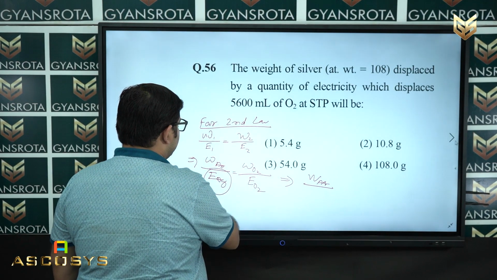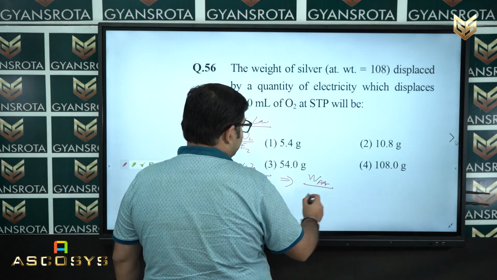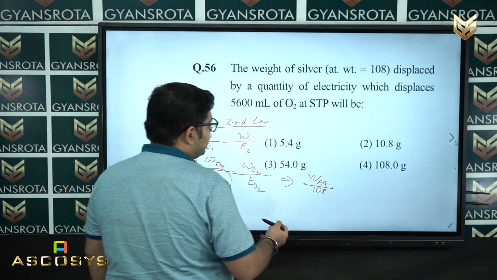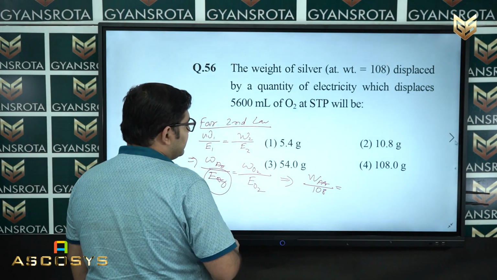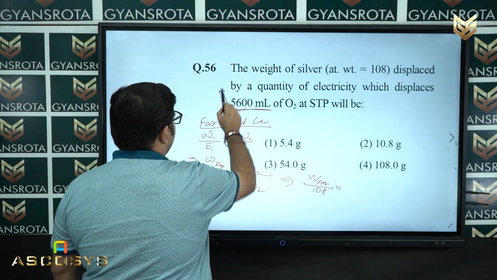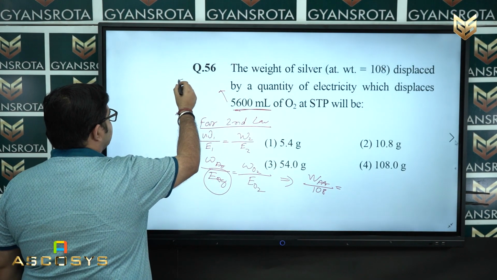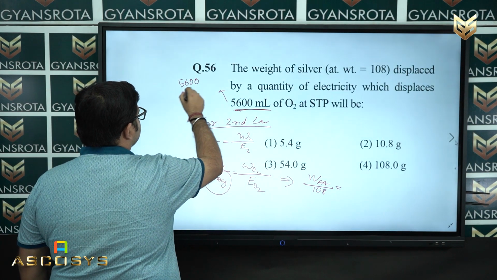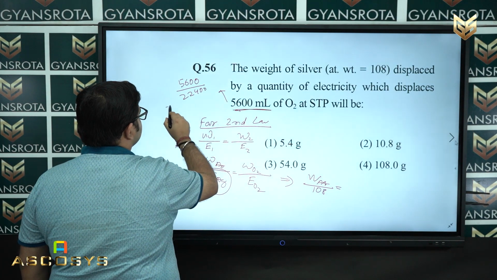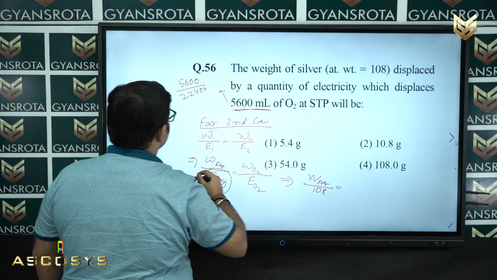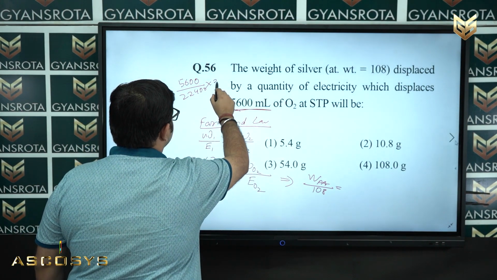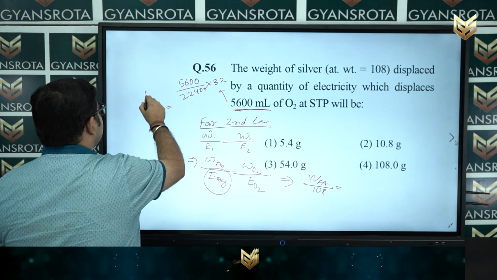And for this one, that is the equivalent weight, it is divided by 108, because 108 divided by n factor will give you the equivalent weight. For oxygen, it is given as 5600 ml. This one we have to first convert into mole. How do you convert it? 5600 ml divided by 22,400, and it will end up with 22,400 into 32.